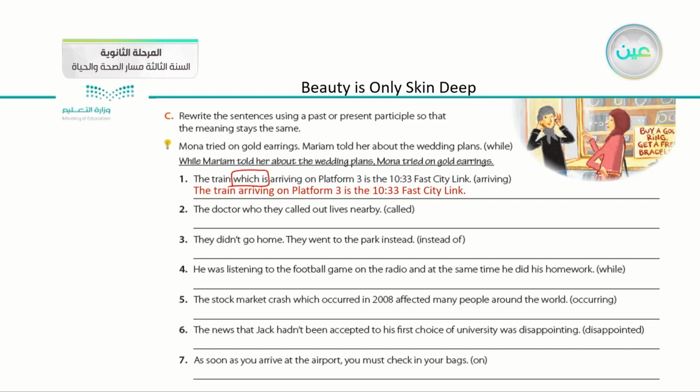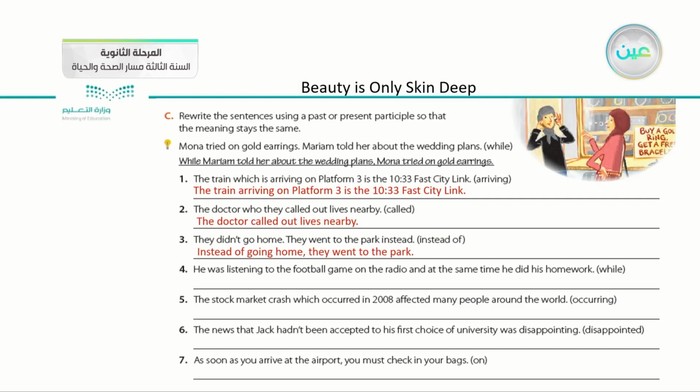Now, I wish you can do the rest of the sentences on your own. Number 2: the doctor who they called out lives nearby. And we are asked here to use the word called. So the answer is: the doctor called out lives nearby. What happened? We took out some part of the sentence. Number 3: they didn't go home. They went to the park instead. So the answer is: instead of going home, they went to the park.